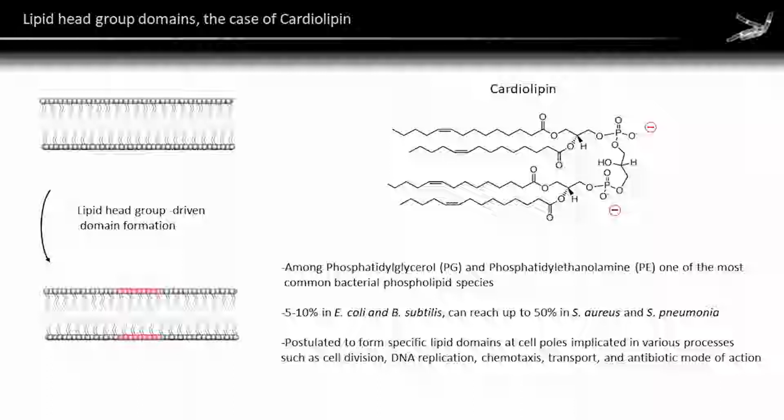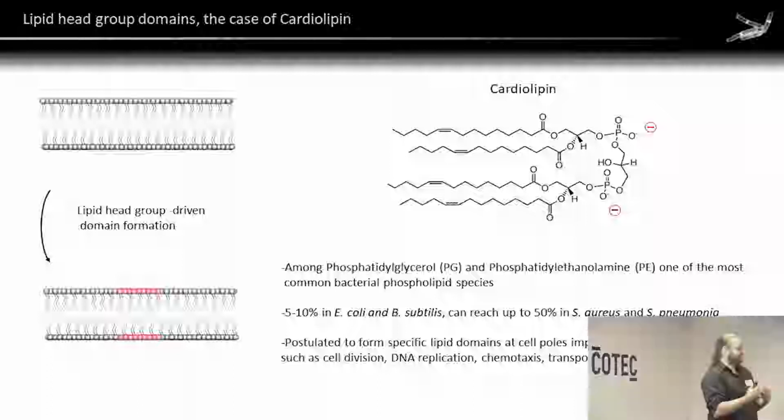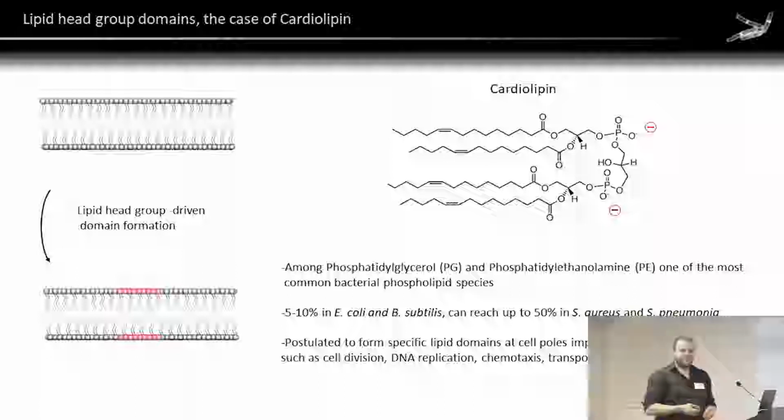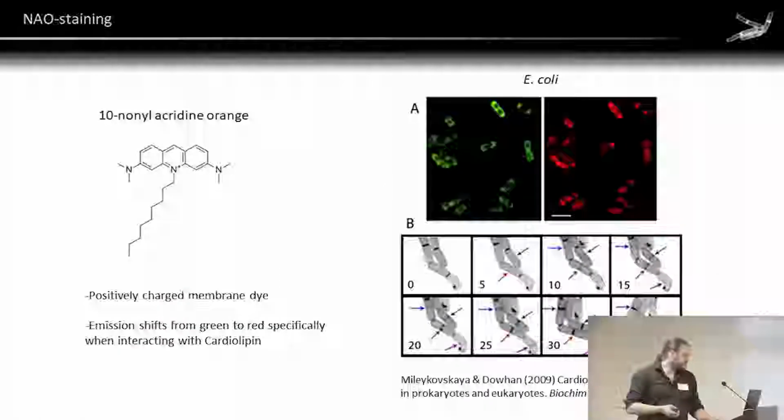strep pneumoniae. And these lipids are postulated to form specific lipid domains at cell poles, which are implicated in various cellular processes like cell division, DNA replication, chemotaxis, transport, antibiotic mode of action. A lot of things have been at least postulated to be linked to these polar cardiolipin domains.